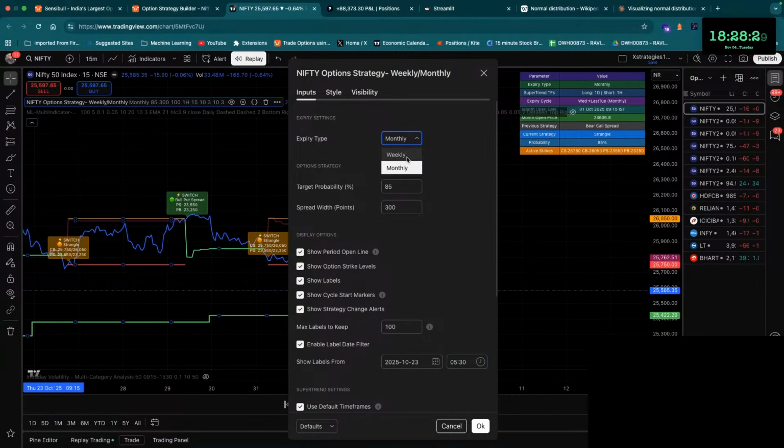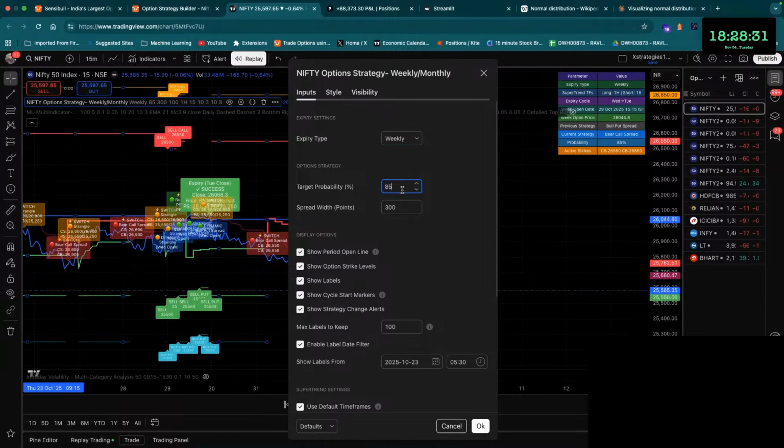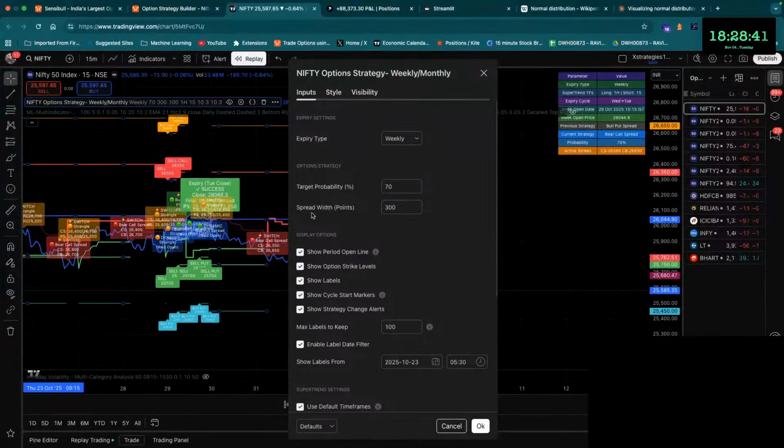Coming back to this one, we have only two options here, weekly and monthly. You can choose what probability you would like to play with. Let's say 60%, maybe 70%. It's up to you, this is your risk appetite. Also, these are the spreads. If you have to do spreads, how wide would you like to go? For example, if you sell a call option at 26,000 and you put 300, the hedge shows at about 26,300. If you put 400, it will show that, whatever you put there.